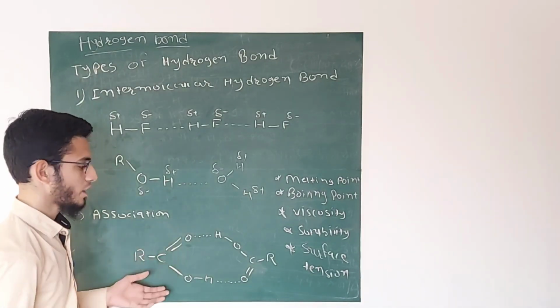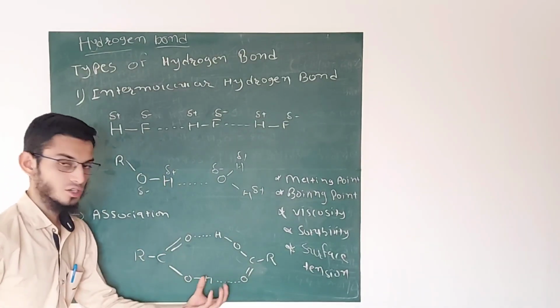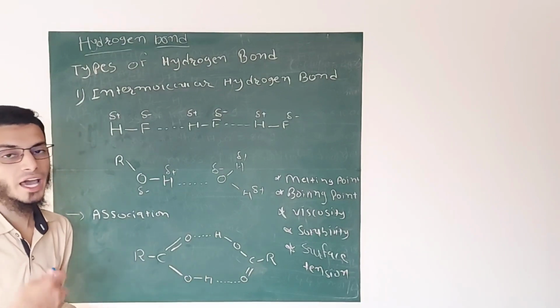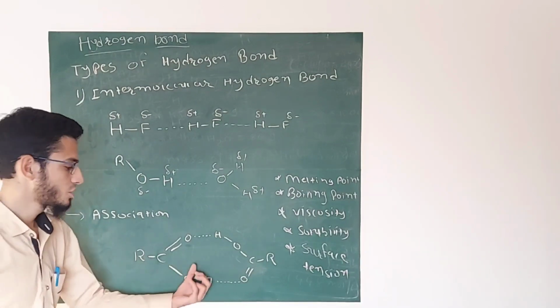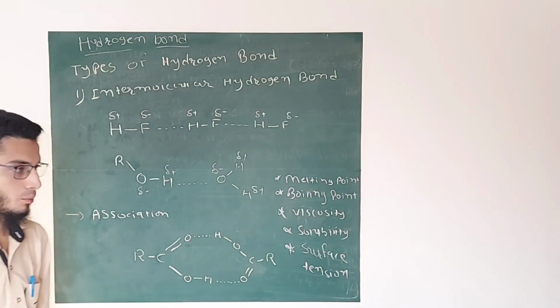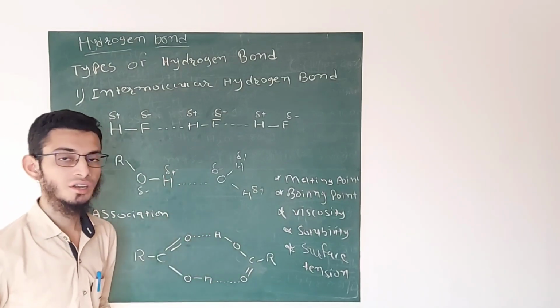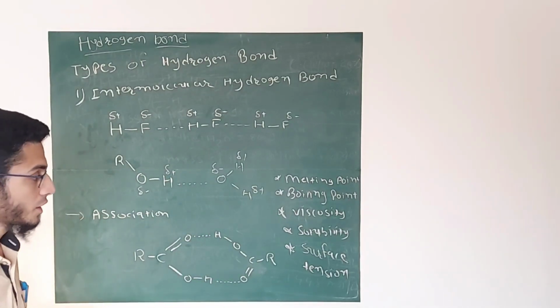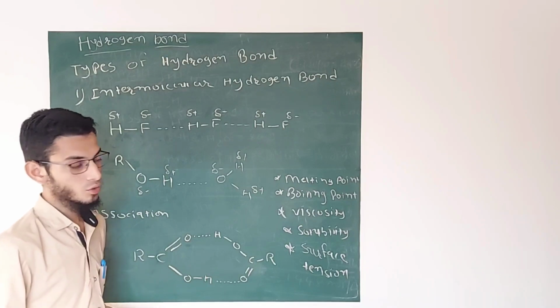You know that there will be association, and for association the carboxylic acid will have higher boiling and melting points due to this intermolecular hydrogen bond. Melting point increases, boiling point increases, viscosity also increases. Solubility also increases. Why?